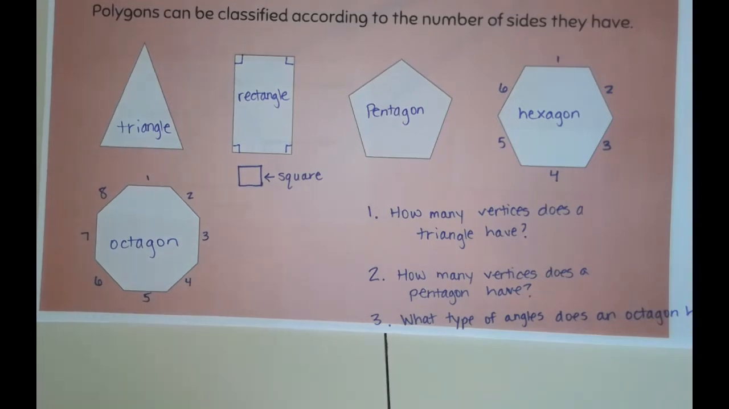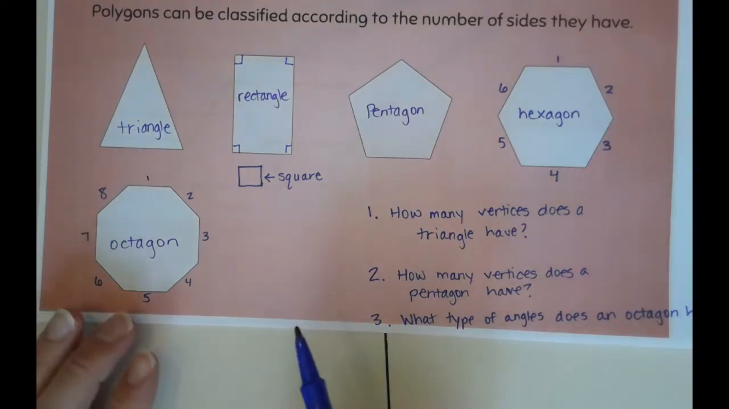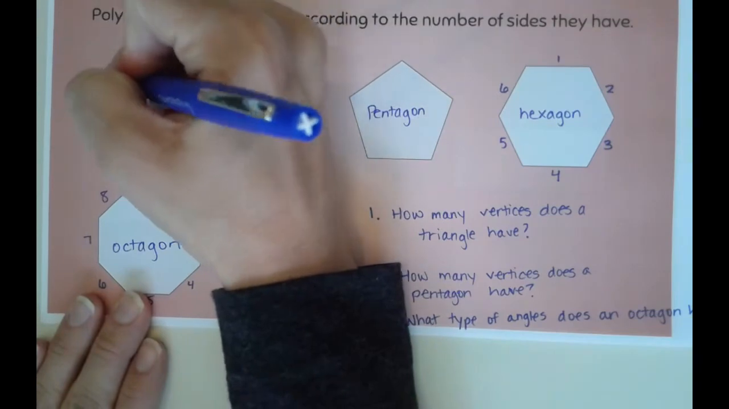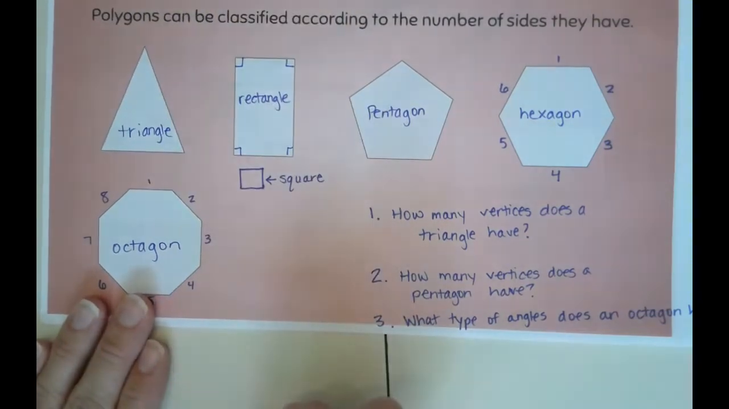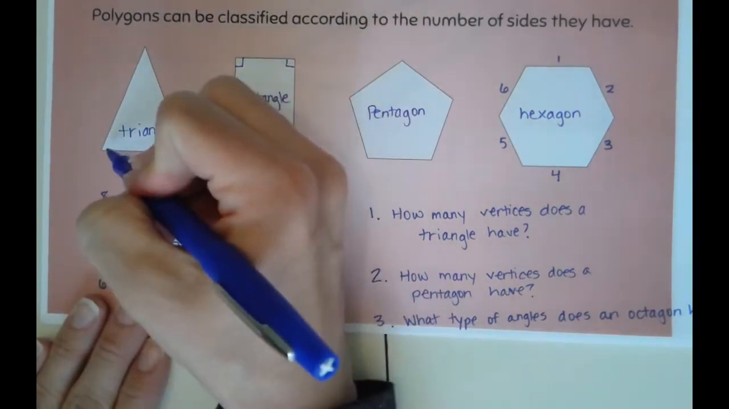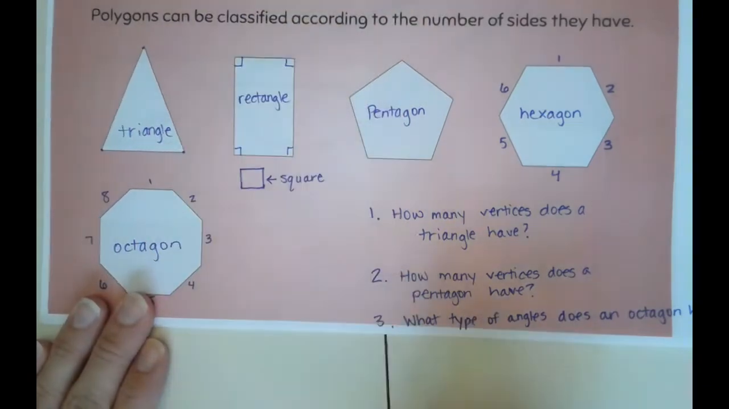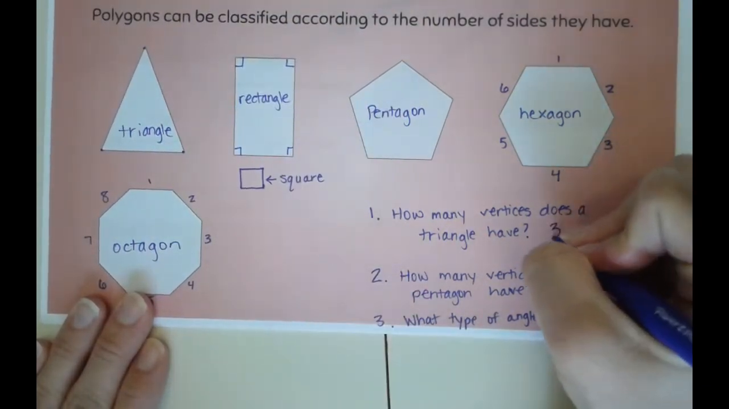Okay, let's look at question number 1. Please pause if you need more time to answer. How many vertices does a triangle have? Okay, let's remember that a vertex is the point where 2 sides meet in a shape. So this triangle has 1, 2, 3 vertices. So I'm going to write down 3.